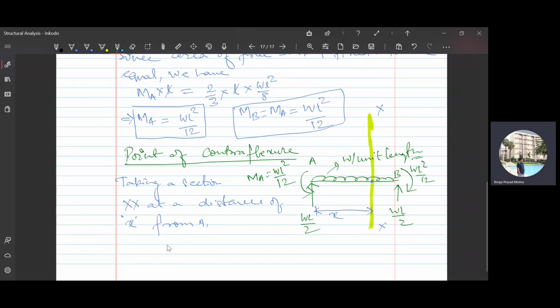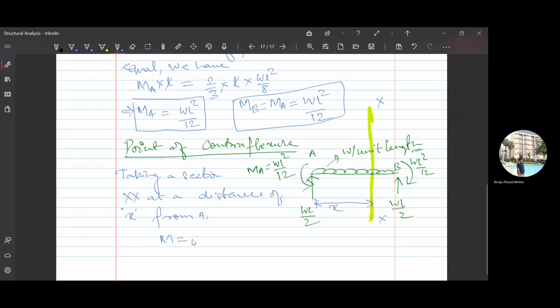So the moment at that point will be Mx minus Mx bar. Okay, what is this Mx? Mx is the free bending moment, and Mx bar is the fixed bending moment.